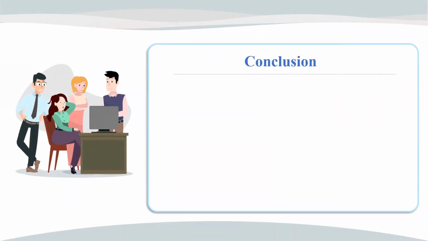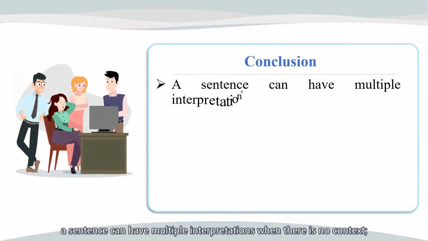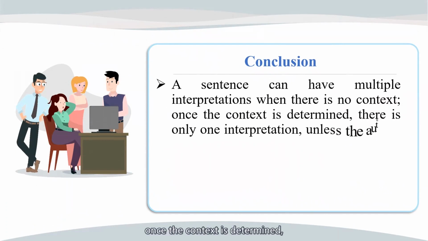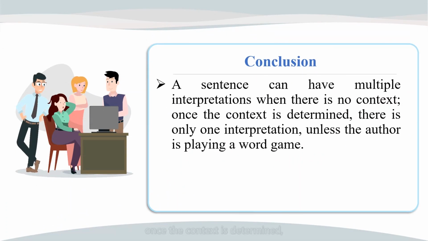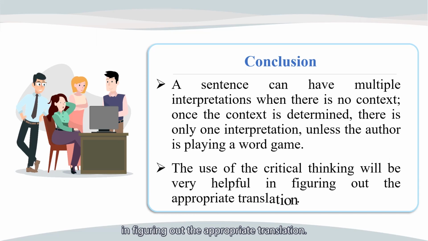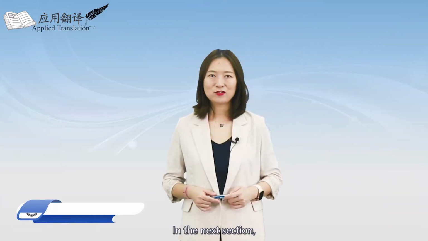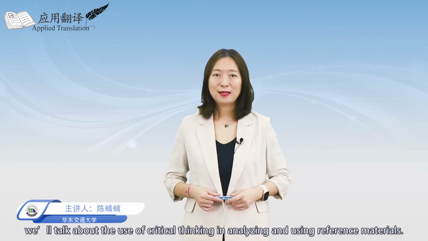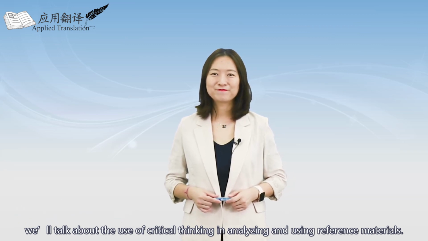To sum up, a sentence can have multiple interpretations when there's no context. Once the context is determined, there is only one interpretation, unless the author is playing a word game. And the use of critical thinking will be very helpful in figuring out the appropriate translation. In the next section, we'll talk about the use of critical thinking in analyzing and using reference materials.